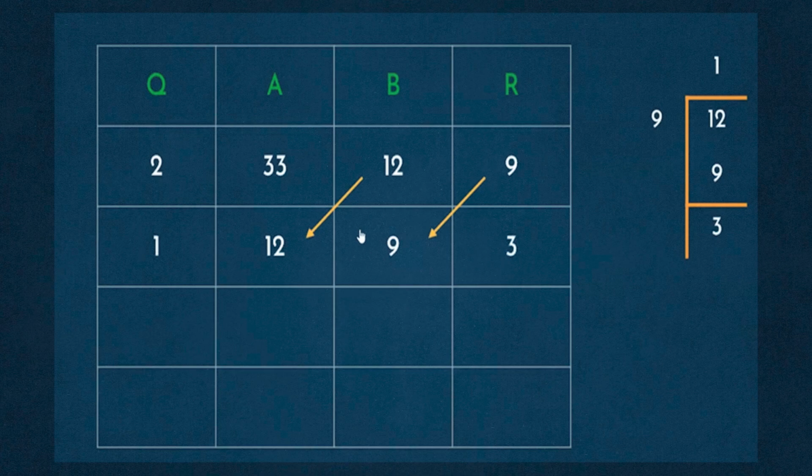So what will be the next step? In the next step, the number B will act as A and the remainder will act as B.